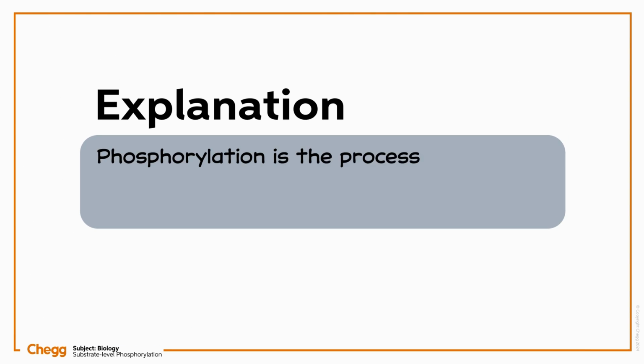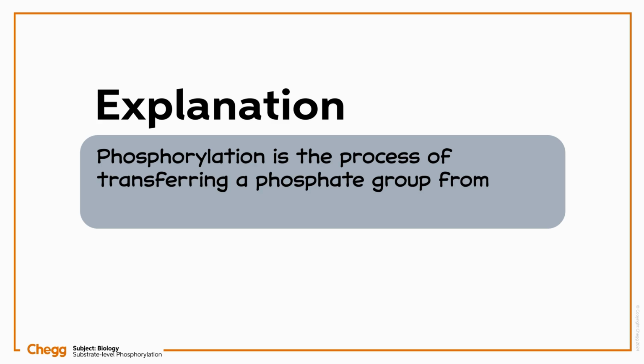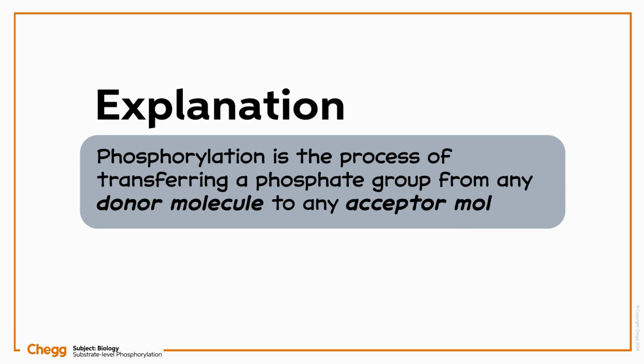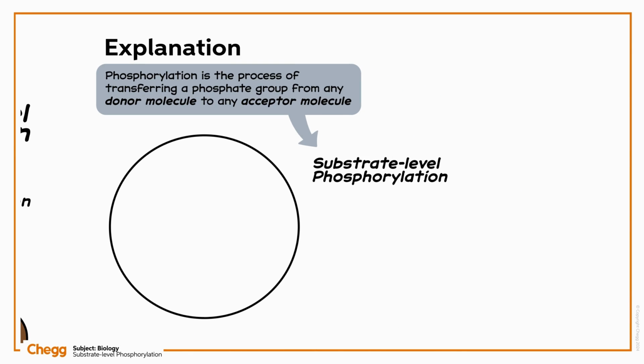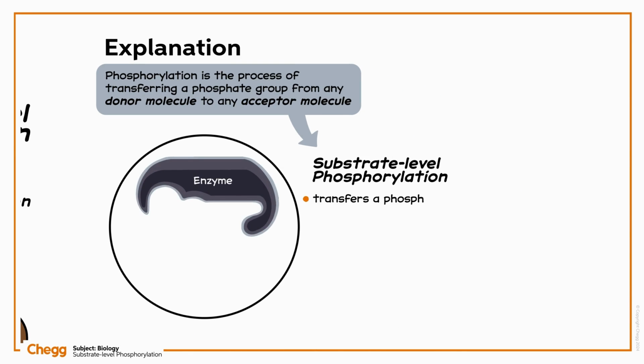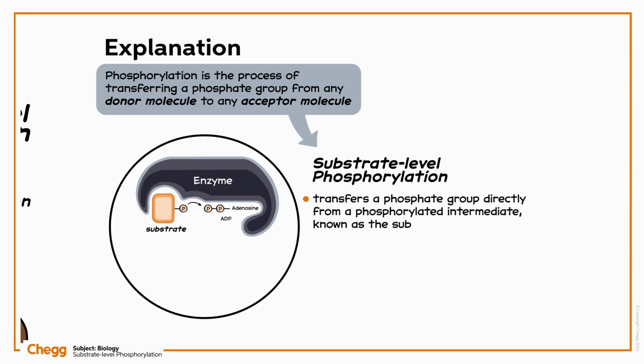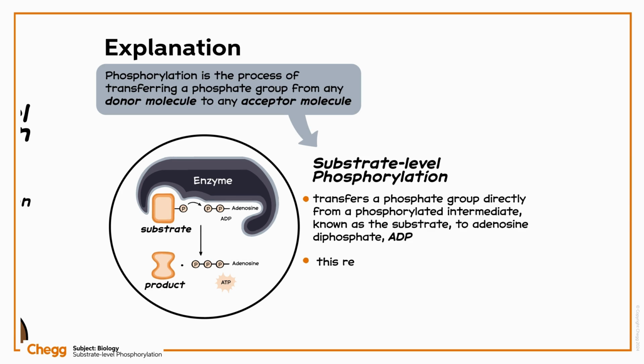Phosphorylation is the process of transferring a phosphate group from any donor molecule to any acceptor molecule. Substrate-level phosphorylation is a kind of phosphorylation that refers to transferring a phosphate group directly from a phosphorylated intermediate, known as the substrate, to adenosine diphosphate, ADP. This results in ATP and another product.